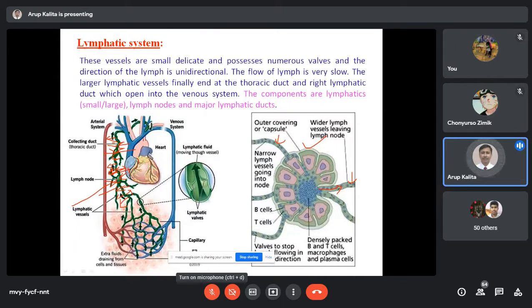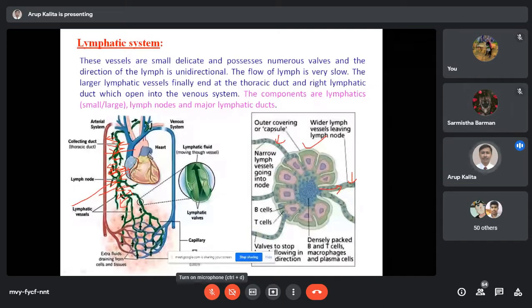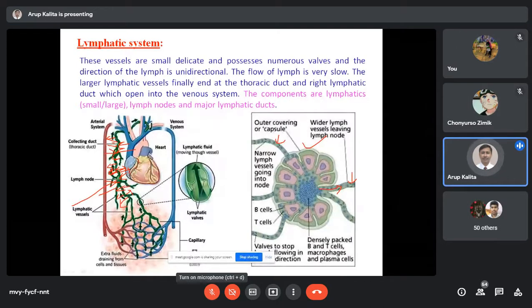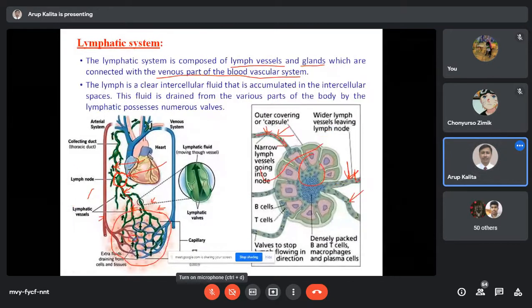So where do you find more lymphocytes, in the afferent or the efferent lymphatic vessel? Tell me. Efferent. In the efferent lymphatic vessel you will get more lymphocytes, because at this junction the lymph node will give lymphocytes to the lymph. Okay, efferent lymphatic vessels. In this way it will be moving.